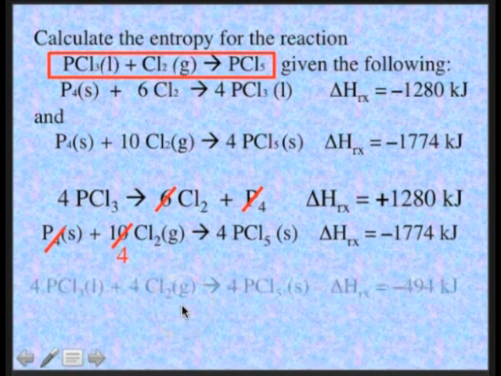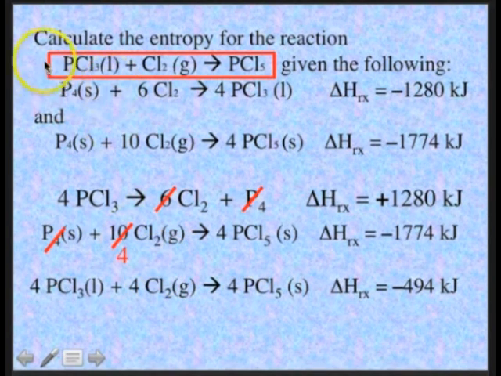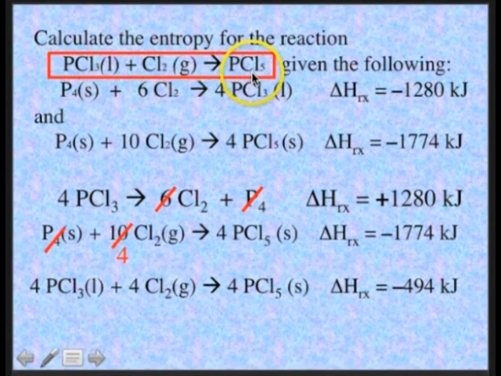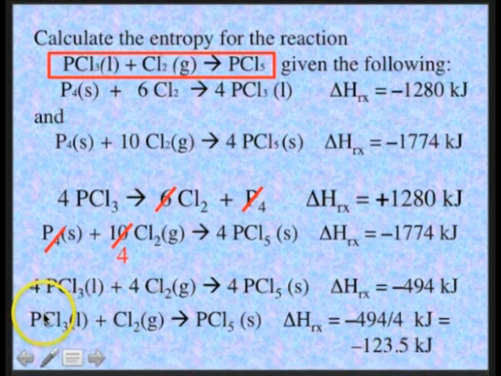So when I add these all up, I'm going to end up with 4 PCl3 plus 4 Cl2 yields 4 PCl5. Okay, we're almost there. Our target doesn't have 4 moles and 4 moles and 4 moles. It has just 1 mole of PCl3, 1 mole of Cl2, and 1 mole of PCl5. So if I multiply every coefficient, every term, by 1/4, I will convert the 4 moles of each compound to 1 mole of each compound. And in doing that, I also have to multiply the minus 494 kilojoules by a quarter to get the answer to the problem, minus 123.5. So our target reaction has an enthalpy of minus 123.5 kilojoules.